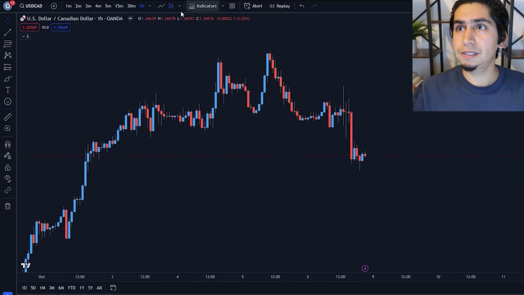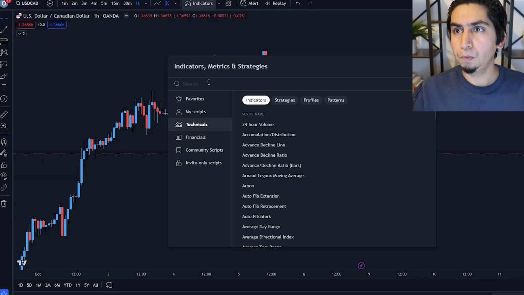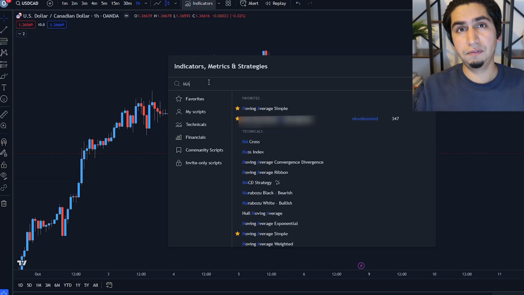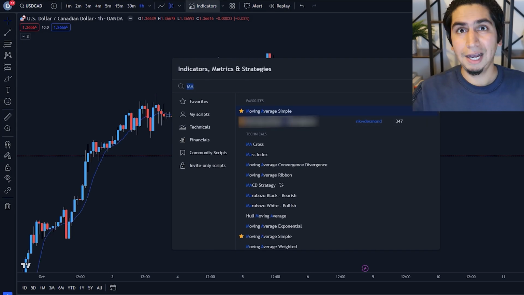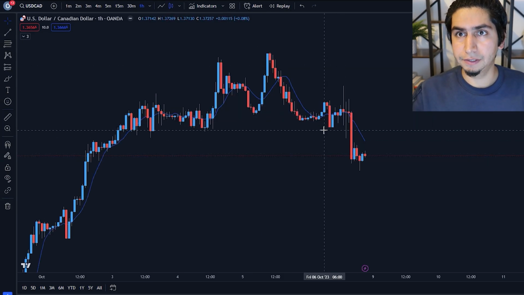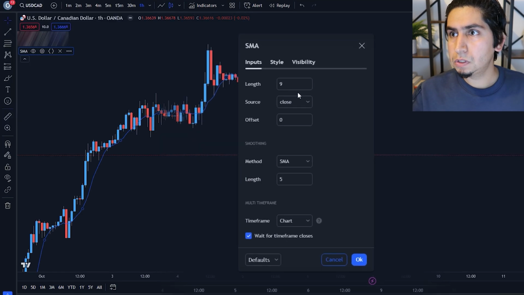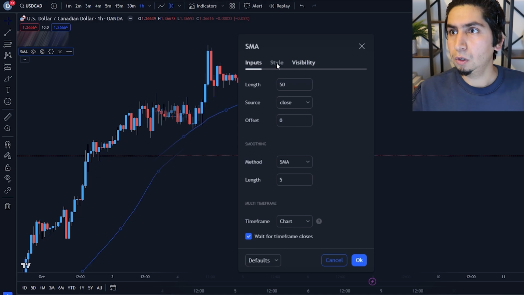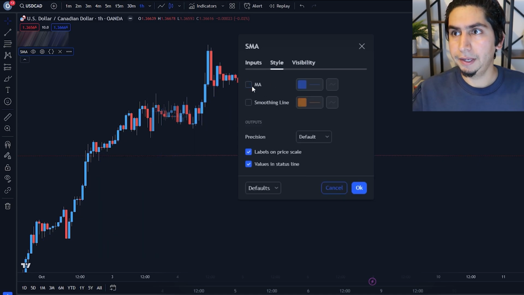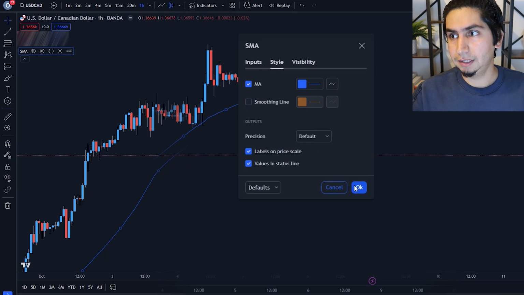You're going to go to this tab that says indicators, and we are going to search for something called MA, which stands for moving average. This one. Add it to the chart, it will look something like this. Go to the settings, click on this little icon that says settings. You're going to keep the length 50, go to style, make sure MA is marked, not the smoothing line, because you can see it's a bit different, and just add it to the chart.